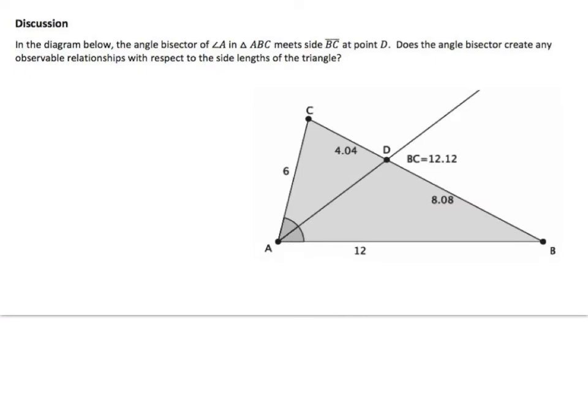Okay, discussion. In the diagram below, the angle bisector of angle A in triangle ABC meets side BC at point D. Does the angle bisector create any observable relationships with respect to the side lengths of the triangle? I'm just going to highlight a few things. I have side BD and CD.